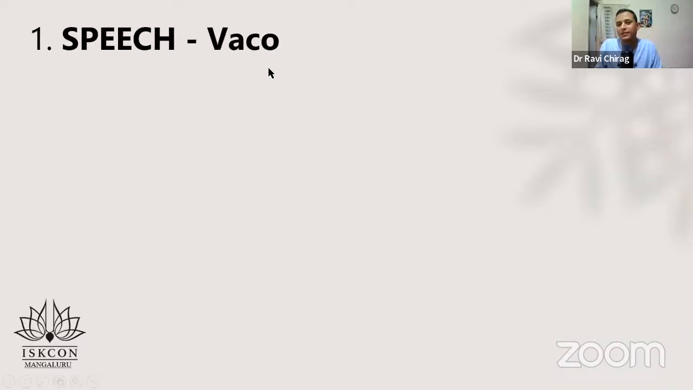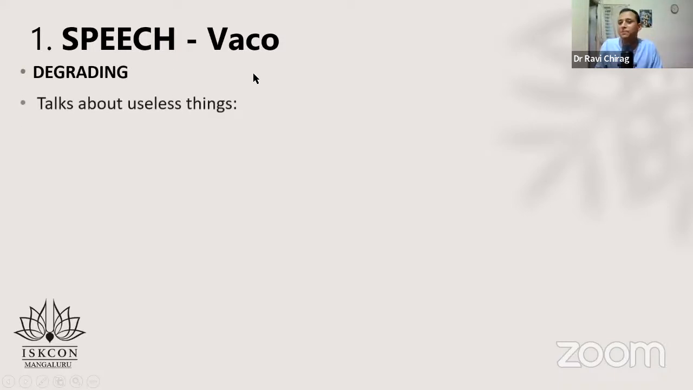So let's see the first one, that is speech, vacho. Vacho vegam, manasah krodha vegam. So the first one is speech. Okay. Speech can be degrading, speech can be elevating. Which type of speech can be degrading? Which type of speech can be elevating? Can you give me some examples in the chat box or by unmuting? Which type of speech? Quickly you can say. What type of speech can be degrading?